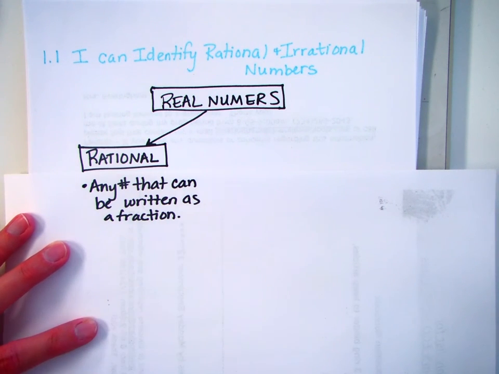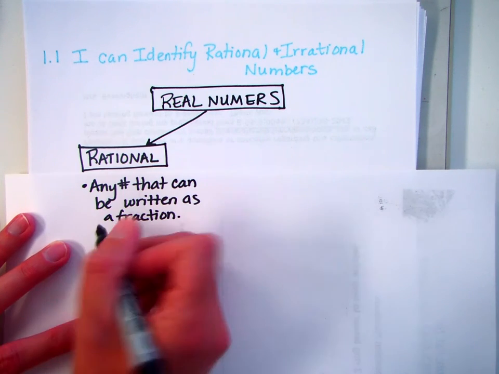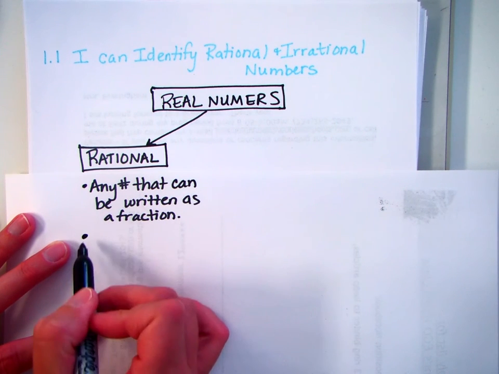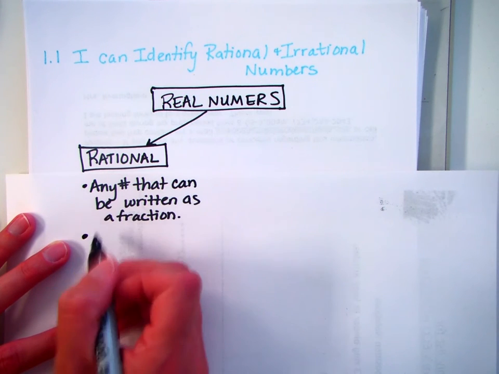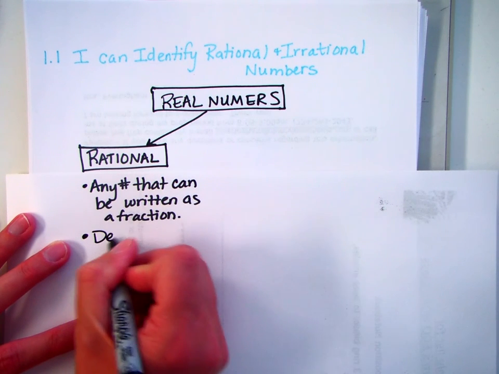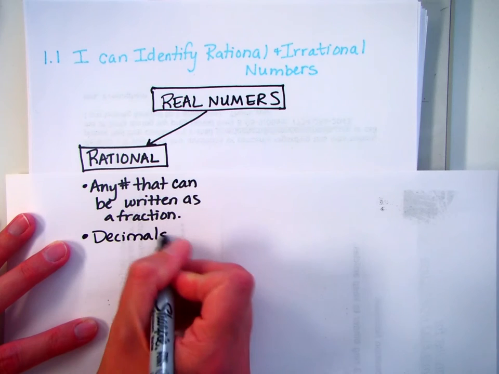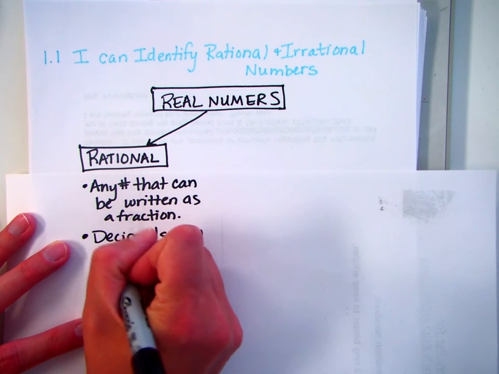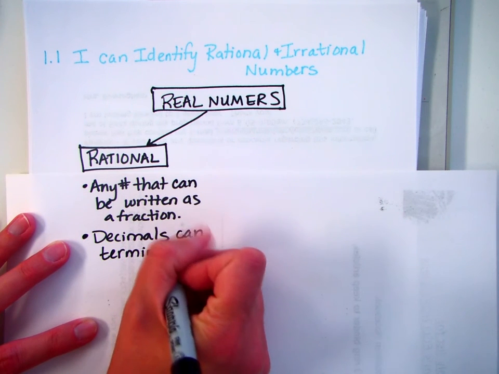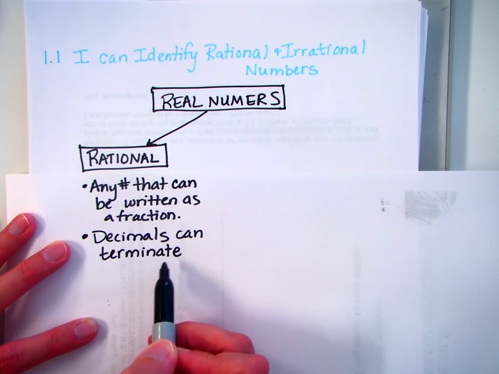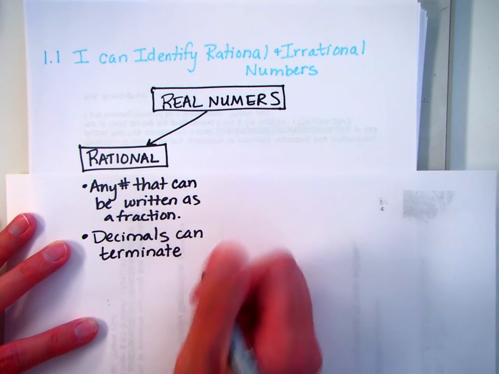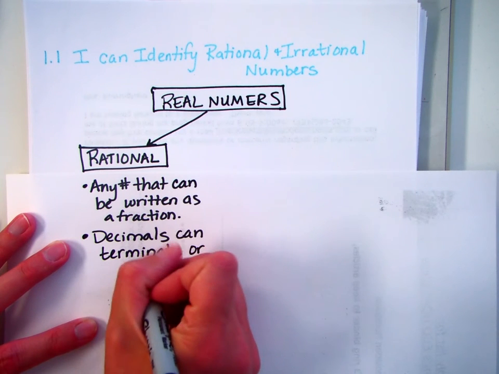So whole numbers are an example of rational numbers, since they can be written as a fraction. Fractions we also write as decimals. Now there are some things about the decimals that we have to be careful of. To make it rational, the decimals can terminate. And if something terminates, that means it ends, it stops, it's done. So the decimals can terminate or they can repeat.